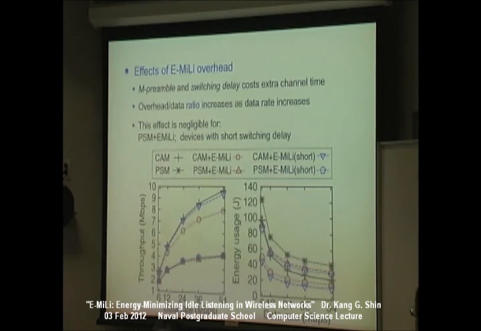What about the overhead associated with the preamble and the switching delay? Well, this overhead to data ratio will increase as data rate increases. And therefore, we plotted this as a function of data rate and the throughput. So as you increase the data rate, you are going to increase the throughput overhead, as you see it. Or you may say the actual throughput will go down as the data rate increases.